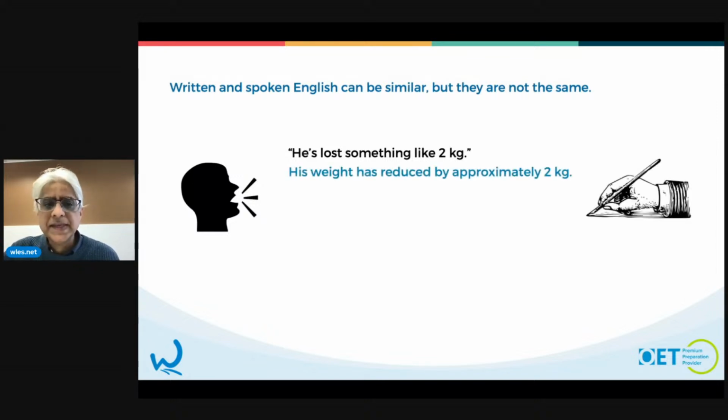Have a look at this sentence. His weight has reduced by approximately 2 kilograms. Hopefully you can see the difference. You can see a difference with the subject. You've got "he", and then with formal writing, "his weight". So sometimes using a noun as a subject is a really nice thing to do. And using that word "approximately" has raised the formality of your writing. So this is what you need. You need formal English with your writing.